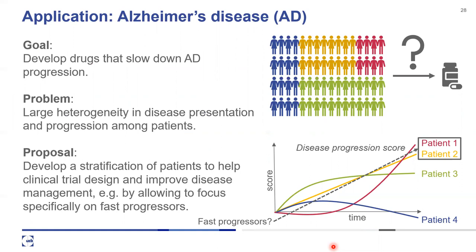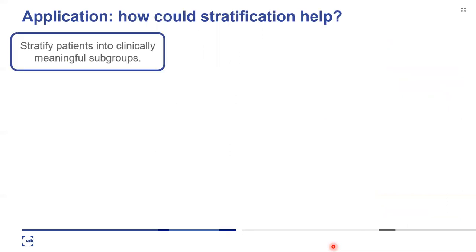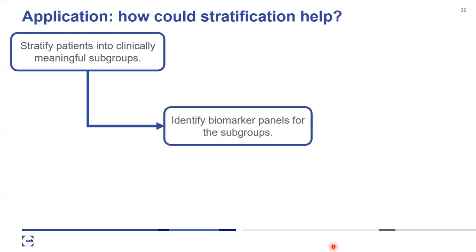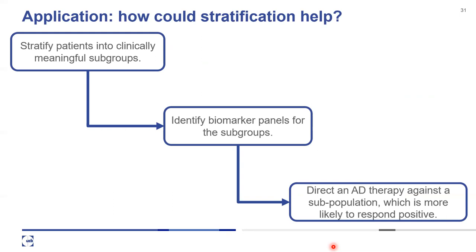Now, just taking one step back, this is the slide that I showed you previously with our main goal. We want to develop drugs that slow down Alzheimer's disease progression by developing a stratification of Alzheimer's disease patients to help us focus on certain patient subgroups. Here's a high-level overview of how such a stratification could help. So first, we stratify Alzheimer's disease patients into clinically meaningful subgroups. After that, we want to identify biomarkers for those subgroups. And finally, we would ideally like to direct Alzheimer's disease therapy against a subpopulation which we think, from the analysis here, is more likely to respond positively.